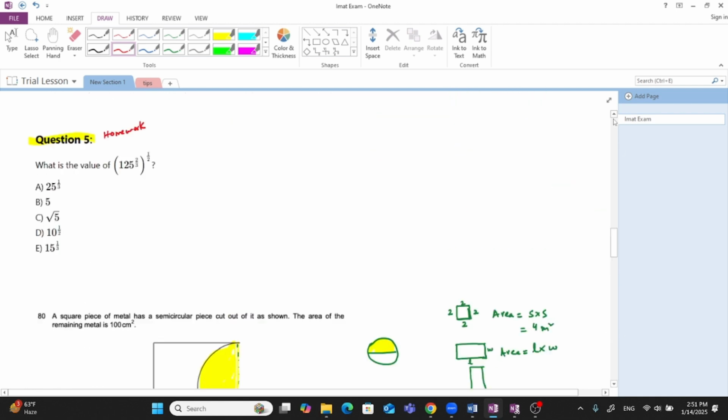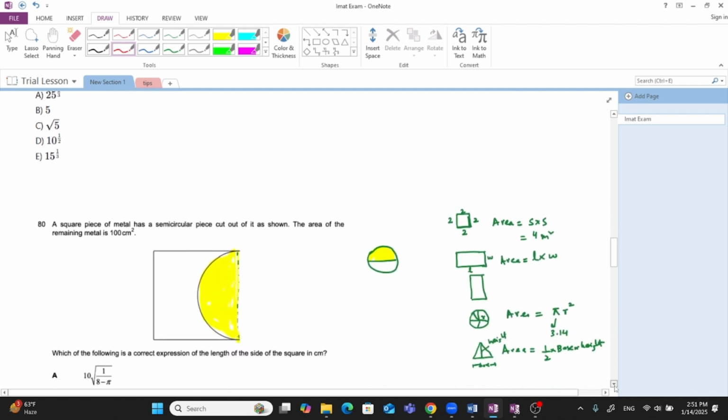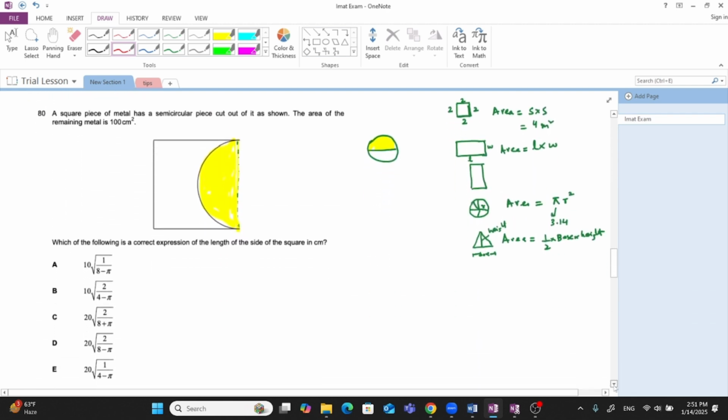For such questions, these are the questions relevant to area. You can see this figure. Let's erase everything I have made. Let's read what's written here. They are saying that a square piece of metal has a semicircular piece. A square piece of metal means something in a square shape. And a semicircle: this is the complete circle and half the circle is the semicircle.